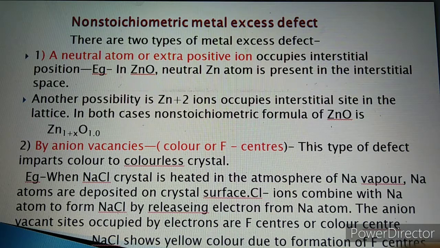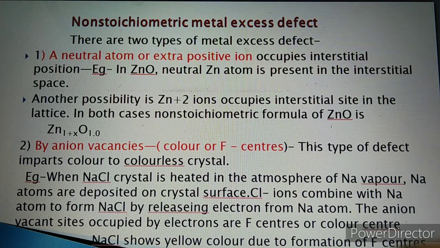Cl minus will combine with Na plus, and it gives NaCl plus an electron. The electron is released, it diffuses into the crystal, and that electron will occupy the vacant site of anions. That defect is also called the anion vacancy defect or F-center defect. Because of this defect, NaCl shows a yellow color.